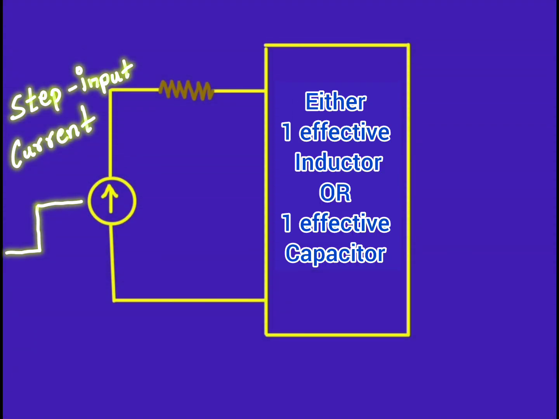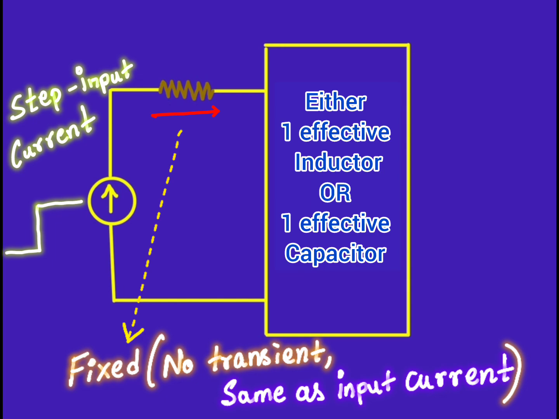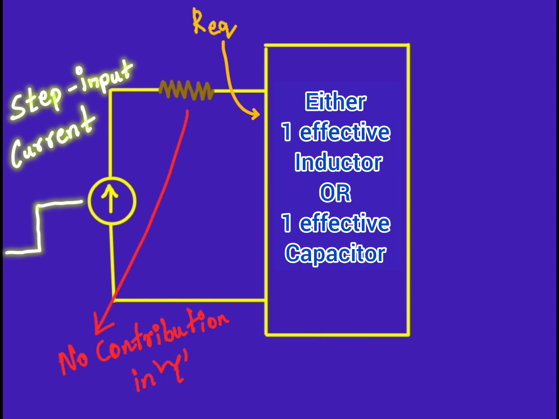Similarly, for this circuit, the current flowing through this resistor has no transient. The input current is changed instantaneously, and when the input remains fixed, the same goes for the resistor; it will also remain fixed. So there is no transient occurring across this resistor, and we should not consider this resistor for the time constant calculation.